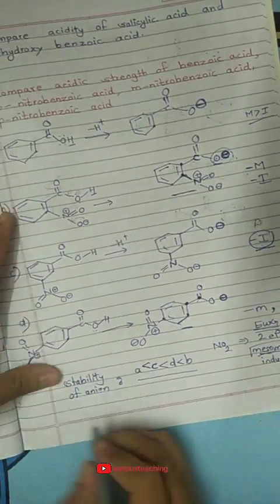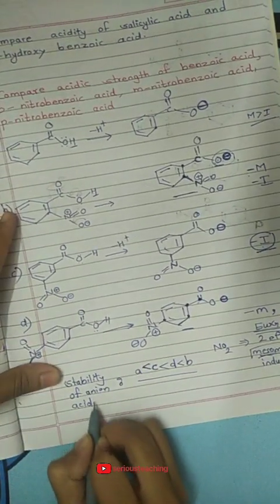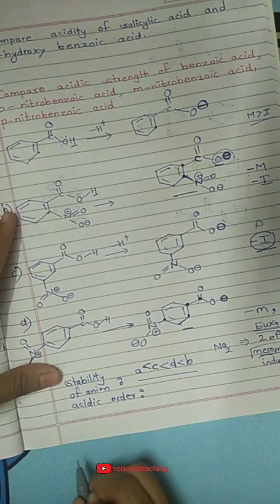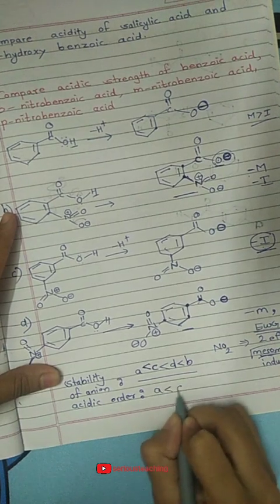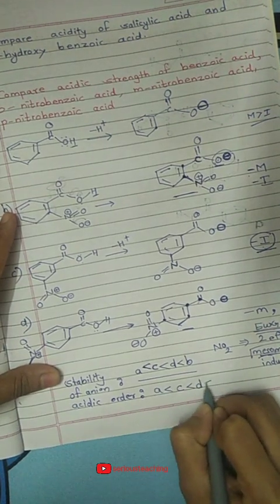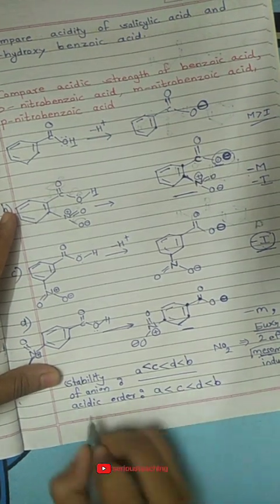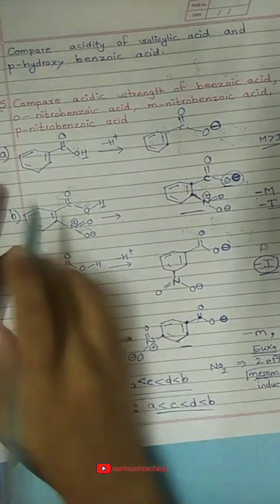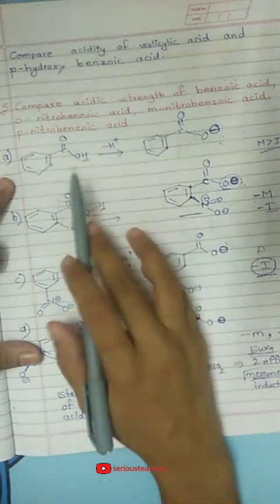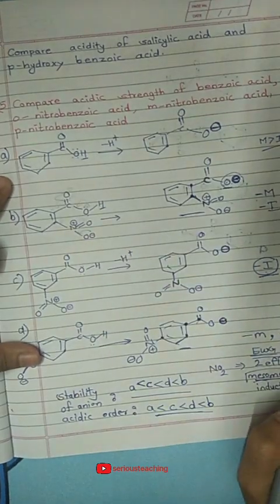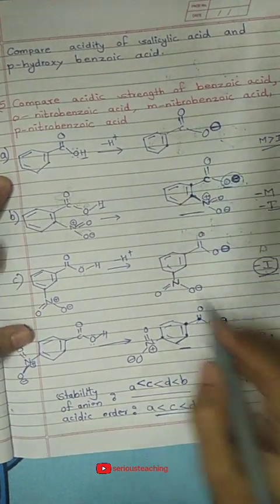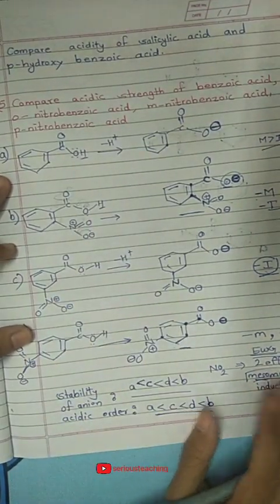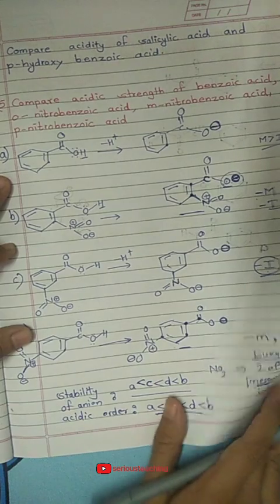Now the acidic order, or acidic strength, will be, if the stability of the anion is in this way, the order of acidic strength and stability of the anion will be the same, and therefore this will be the acidic strength. It means our benzoic acid, which has no substitution, will be least acidic, and our ortho substituted benzoic acid will be most acidic. I hope you understood this question.